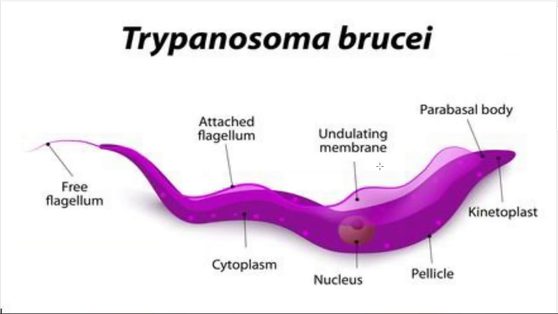This is the structure of Trypanosoma brucei. This is the kinetoplast, a dark staining point. Then from here, the undulating membrane started, the flagellum. Here is the free flagellum. Then this is the cytoplasm, the nucleus at the center of the body. These are the pellicle, then the parabasal body.